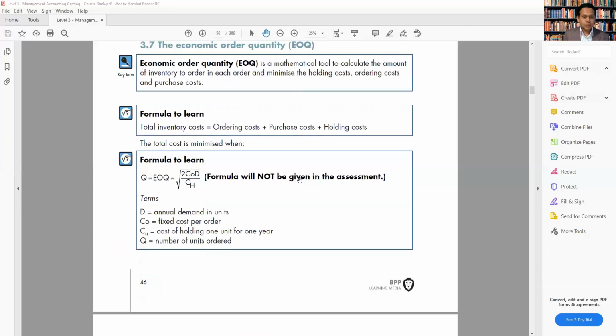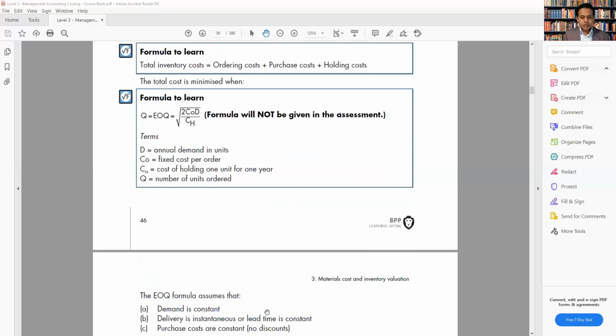So let's look at the formula. The formula looks like EOQ, economic order quantity. On the top we have 2, which is from the formula. Then we have CO. CO means cost of ordering.